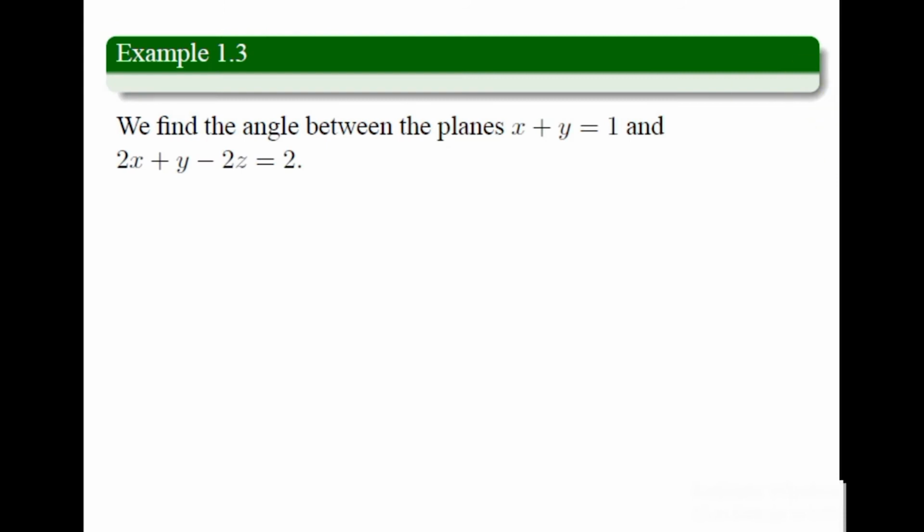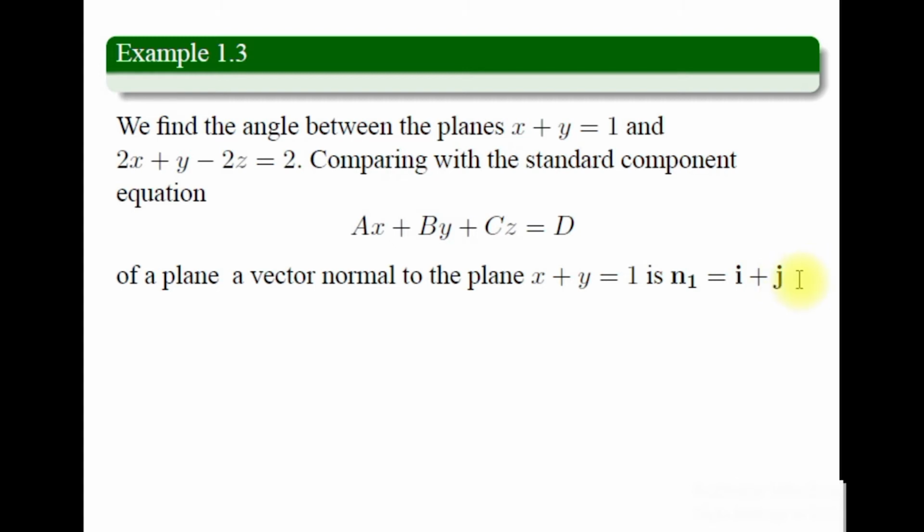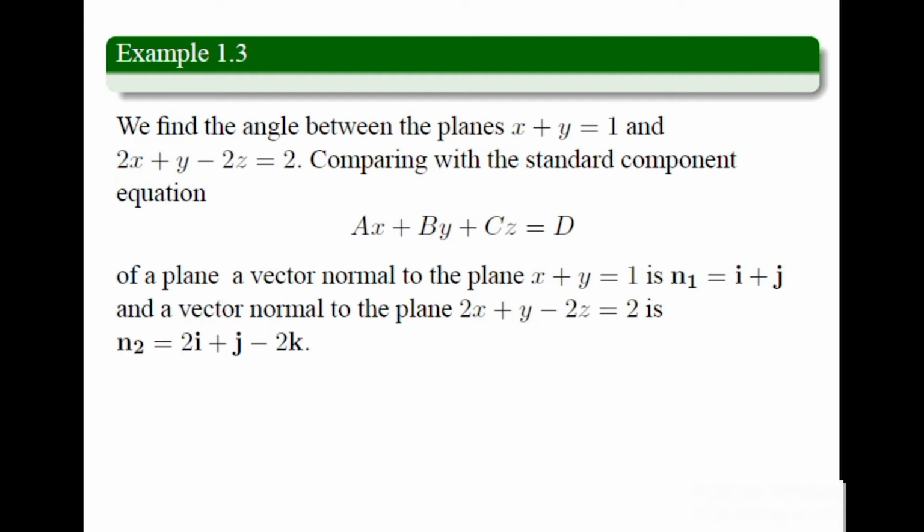We find the angle between two planes x + y = 1 and 2x + y - 2z = 2. Comparing with the standard component equation ax + by + cz = d of a plane, a vector normal to the plane is n1 = i + j + 0k. 0k becomes just 0, so we have the vector i + j. And by looking at the second plane, 2i + j - 2k is a normal to the second plane.